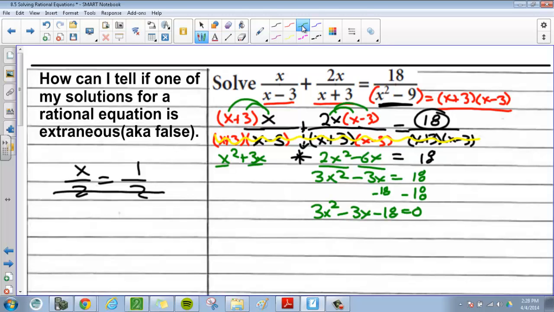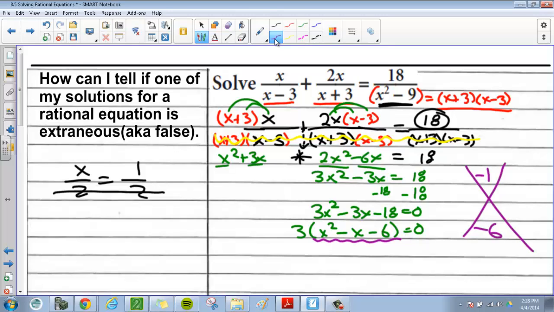And now I need to factor this. So I look at this, I'm trying to factor it. I notice that a 3 is a factor of each of these terms, so I'm going to factor a 3 out right away. So I got 3 times x squared minus x minus 6 equals 0. And now I need to factor this little inside part right here. So I'll make my little x over here. I'll put my minus 6 on the bottom. I'll put my minus 1 on top.